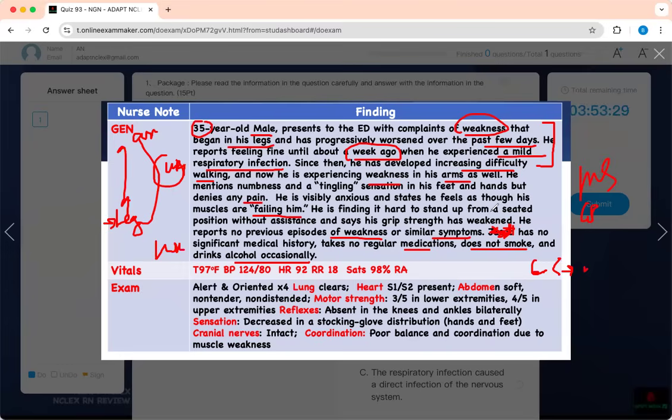These are all ALS features. You see, severe weakness is not associated with a respiratory infection, right? So these are the ways you'll be able to tell. So it's not multiple sclerosis. It's not myasthenia gravis, right? This is Guillain-Barré syndrome.